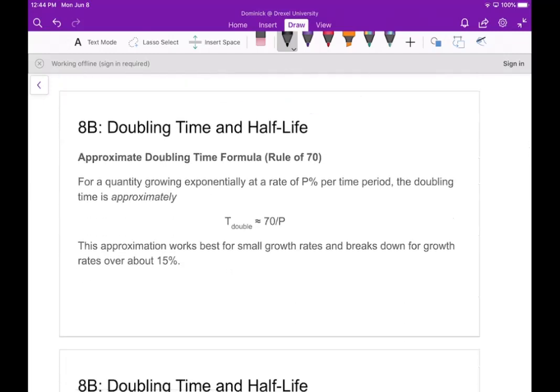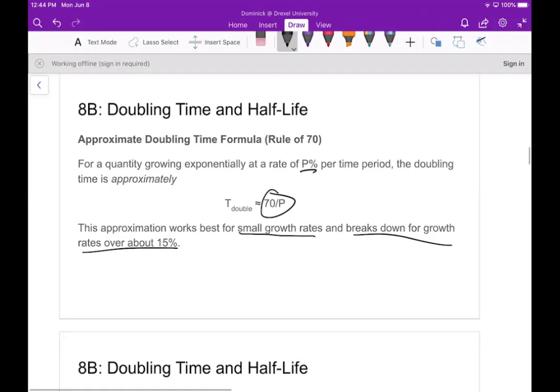Now, there's an approximate doubling time formula, which is sometimes called the rule of 70. For a quantity growing exponentially at a rate of p% per time period, you can approximate the doubling time by taking 70 and dividing it by p. This approximation works best for small growth rates, and it will break down once you get past growth rates of around 15%. So this approximation is best if your percentage is small.